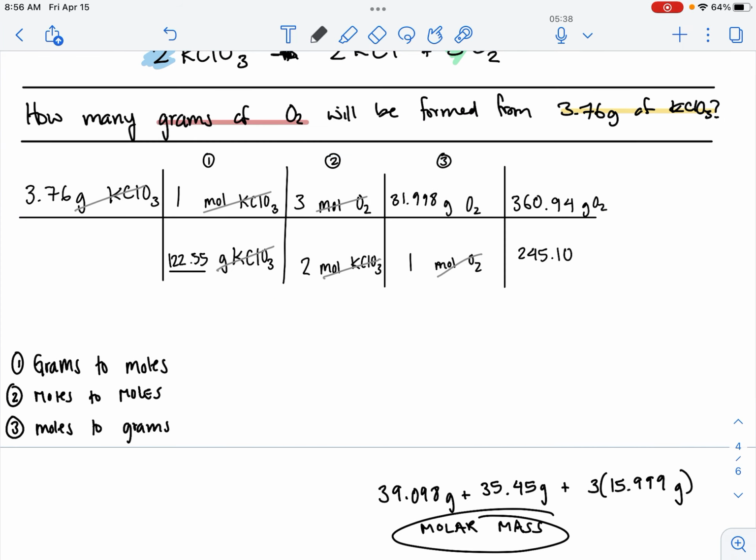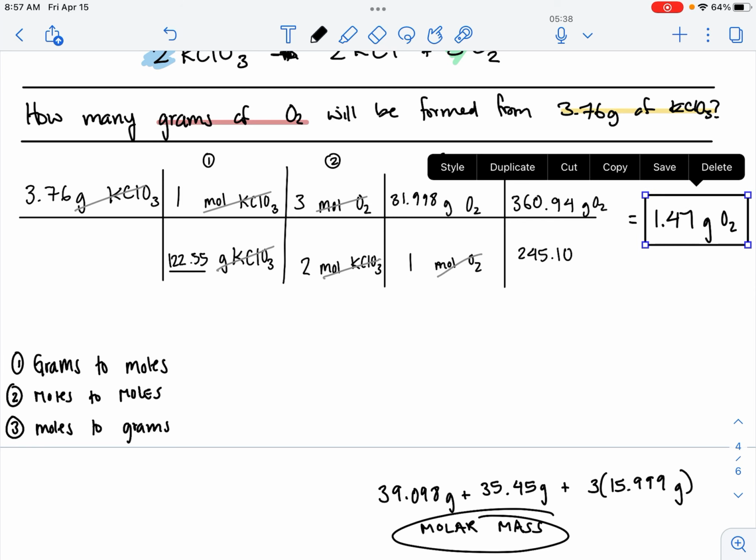In order to find your answer, you have to divide the top by the bottom. So divide this number by this number. And my final answer is 1.47 grams of O2. And that's it.